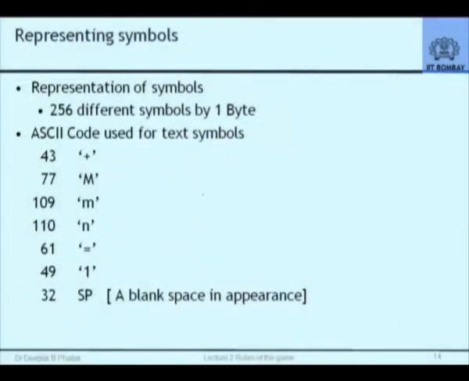Symbols are typically represented using a 1-byte location. Why? 1 byte can give us values between 0 to 255. That means 256 distinct symbols I can actually represent. So there is a standard coding structure, one value and this symbol, one value and this symbol. The code that is used most commonly is called ASCII code. The word ASCII stands for American Standard Code for Information Interchange. You need not worry about those details. The Americans defined it first, so that's okay.